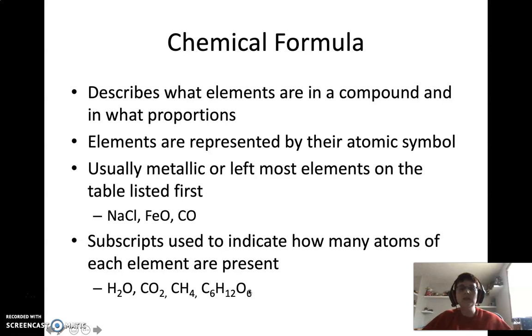These little subscripts, these lower numbers found in chemical formulas, tell you how many atoms of that element are found in that compound. And the number that follows the letter is the number of those atoms.